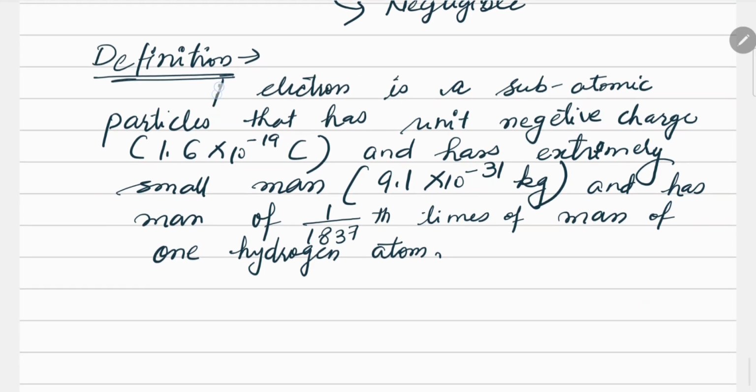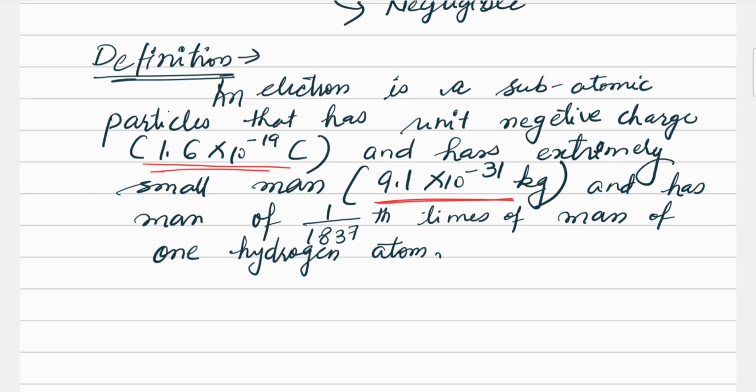So an electron is a subatomic particle that has unit negative charge. You should remember that unit negative charge. It has extremely small mass, which is negligible, 9.1 into 10 raised to power negative 31 kilogram, and has a mass of 1 divided by 1837, or 1/1837th times the mass of 1 hydrogen atom. So this was all about the electron and its discovery.